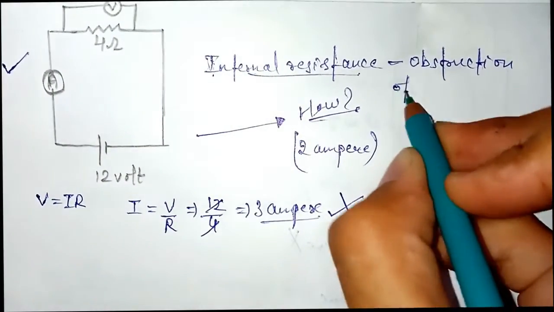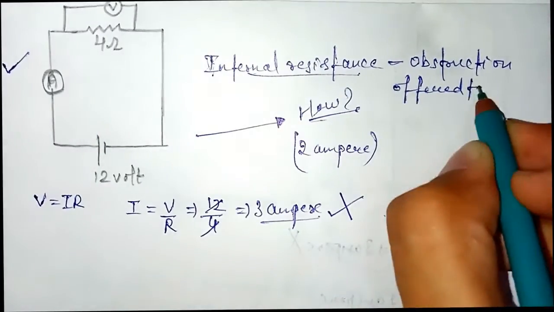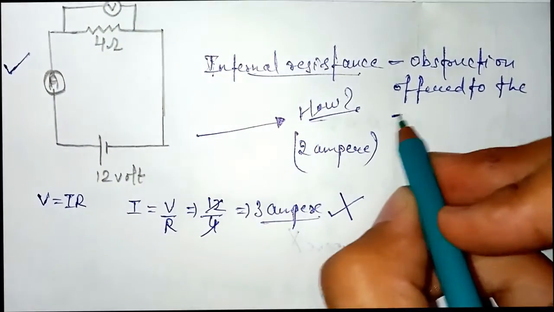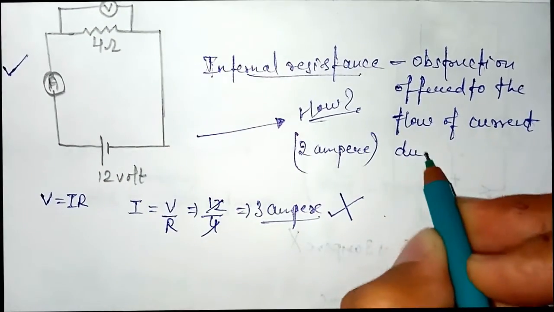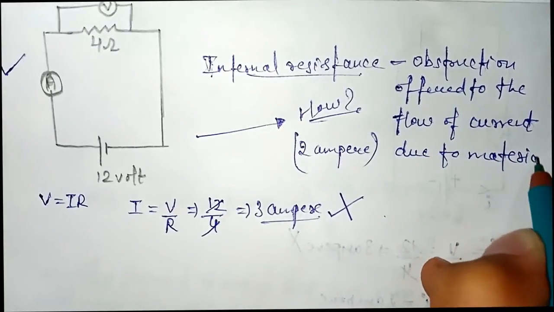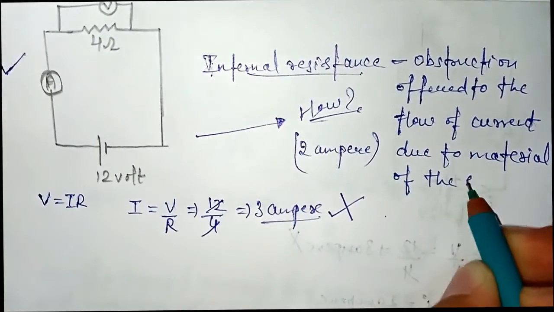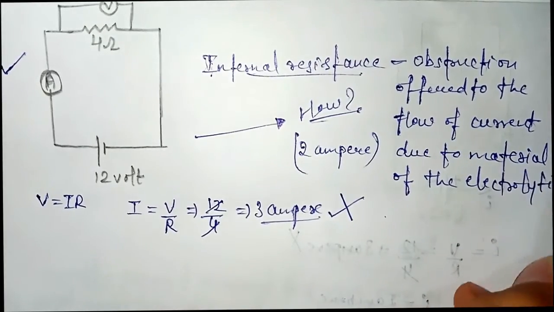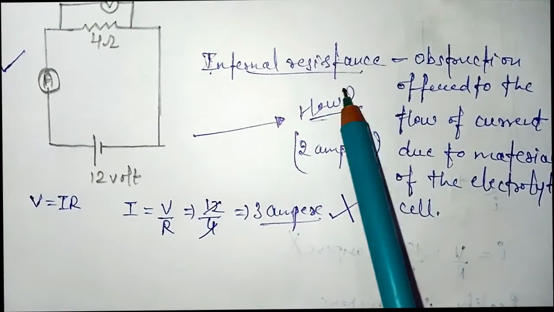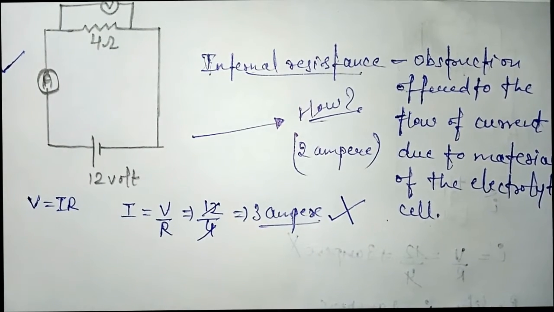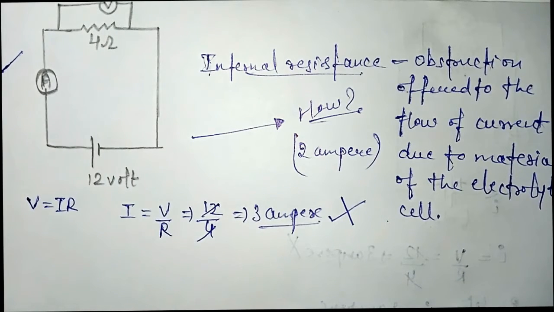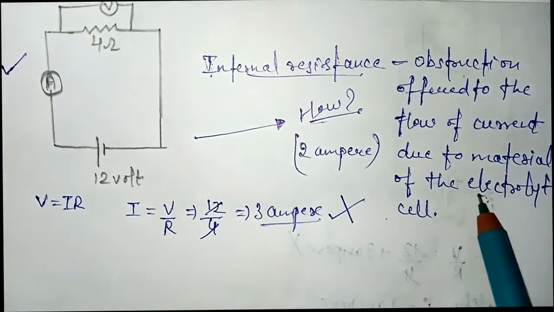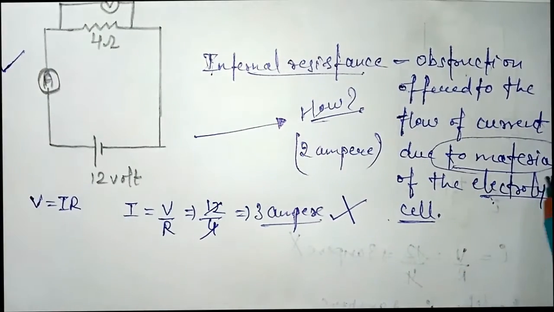ओके, जो ऑफर्ड की जाती है. ऑब्स्ट्रक्शन, ऑफर्ड मीन्स देना, टू द फ्लो ऑफ करंट या पाथ ऑफ करंट ड्यू टू मटेरियल ऑफ द इलेक्ट्रोलिटिक सेल. दैट मीन्स सी व्हाट आई. इंटरनल रेसिस्टेंस क्या होती है? एक ऑब्स्ट्रक्शन होती है. करंट को रोकने के लिए एक चीज है. ठीक है, ये एक रुकावट है जो करंट को मिलती है. किस कारण मिलती है? इलेक्ट्रोलाइटिक सेल का जो मटेरियल होता है उसके कारण.